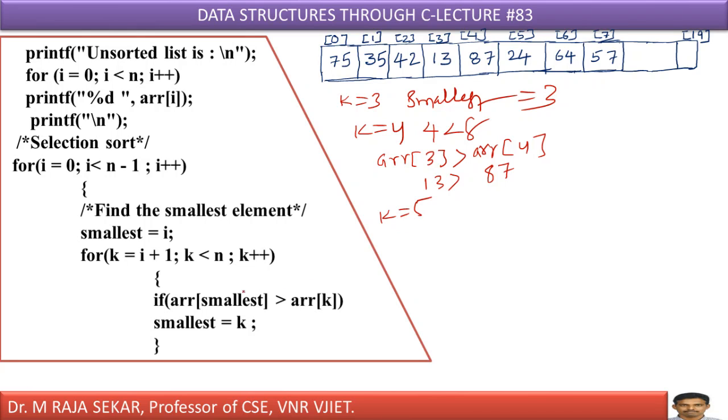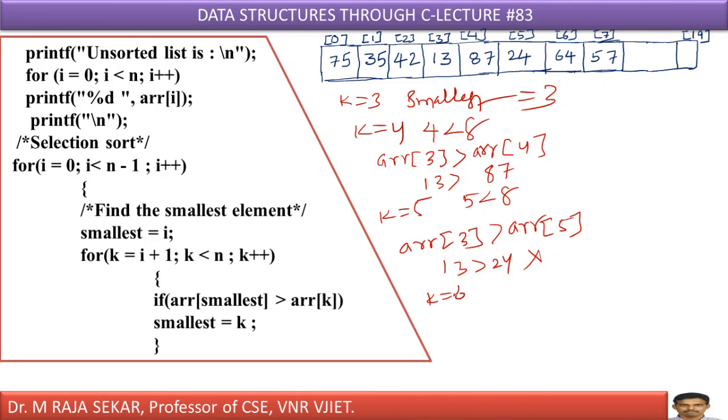k equal to 5. 5 less than 8, it's true. Therefore, arr of smallest, your smallest is 3. arr of 3 is greater than arr of k. What is my k value? 5. arr of 5 is 24. arr of 3, which is 13, is greater than arr of 5, which is 24. It is also not true. Therefore, smallest remains the same.